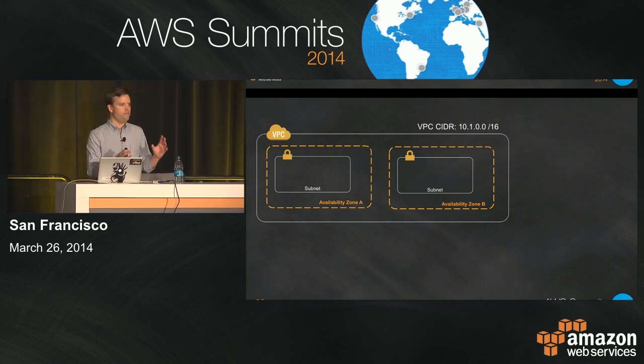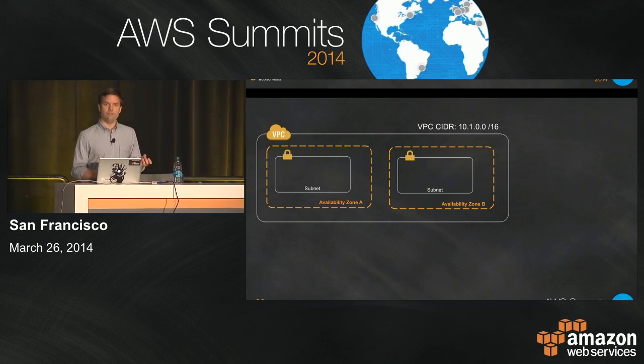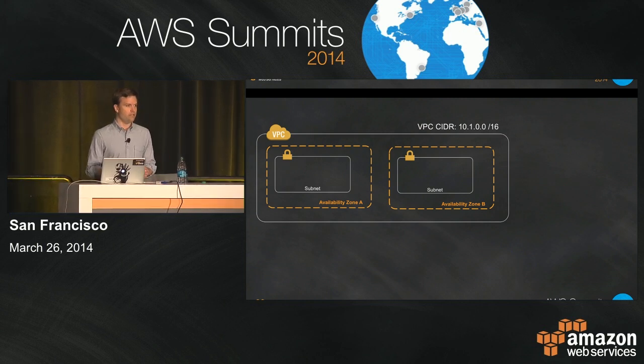When you actually create the subnets, there's only three things that you designate. And that's the VPC to create them in, the AZ you want to create them in, and the CIDR block you want to assign to the subnet.